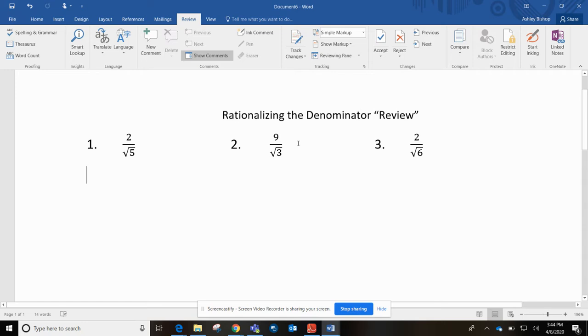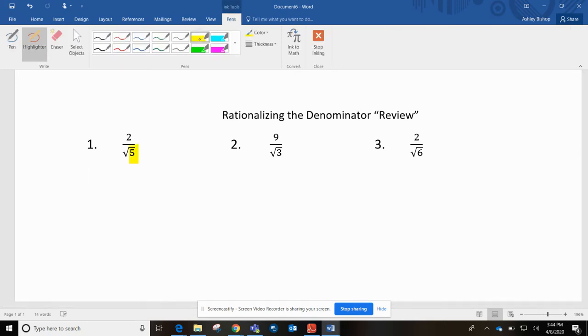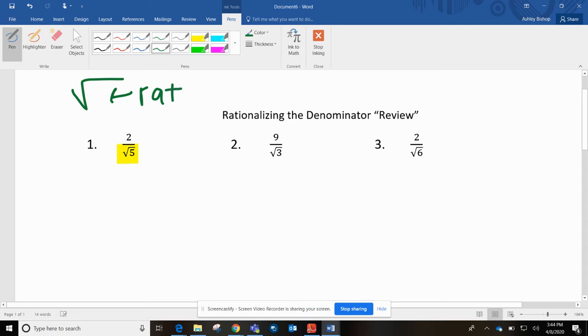When you rationalize the denominator, the issue is we are not allowed to have a radical, a rational number, in the denominator, which is the bottom part of a fraction. So we have to get rid of it. In order to get rid of it, you are going to follow these steps every single time. Just the simplifying at the end will be a little bit different for each problem.